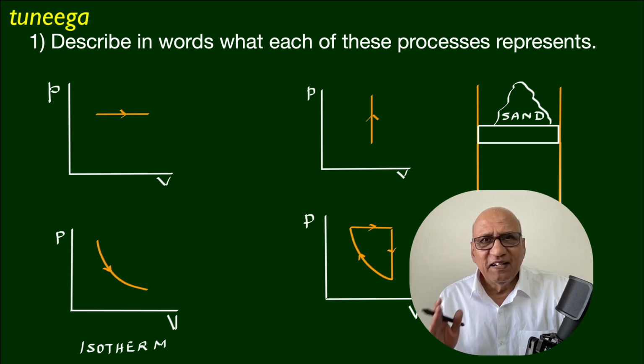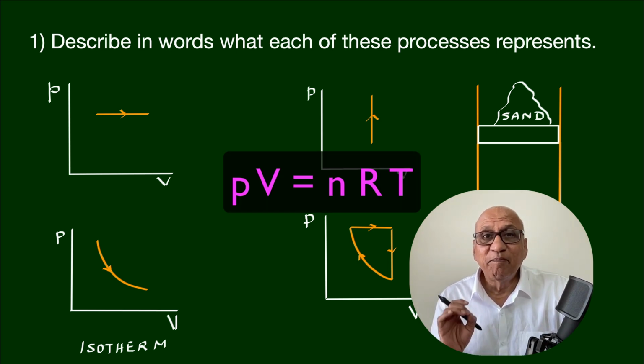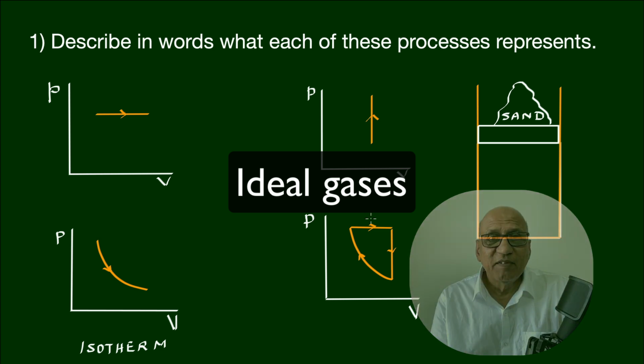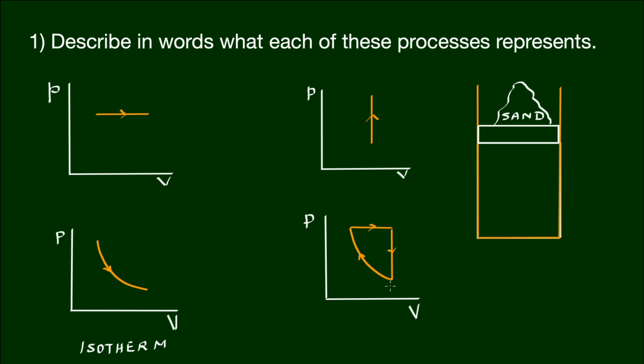Hi folks, in this video we are going to solve 4 problems, all of them using the equation PV = nRT. In other words, we are talking about ideal gases. So here's the first problem. 4 processes are given and you're asked to describe in words what each one represents. Let me start with the third one.